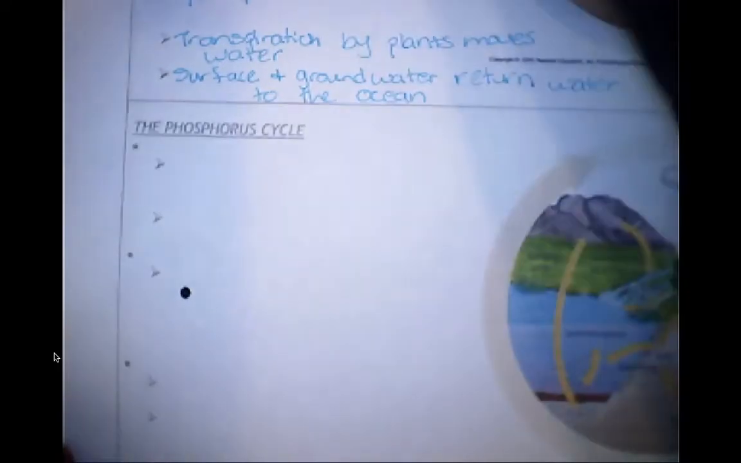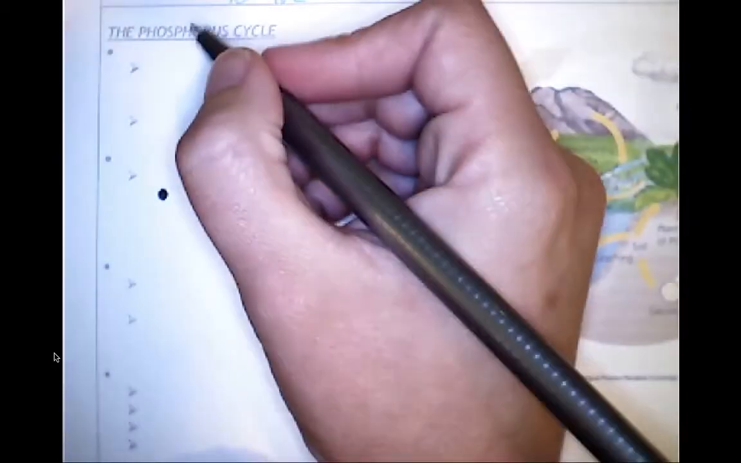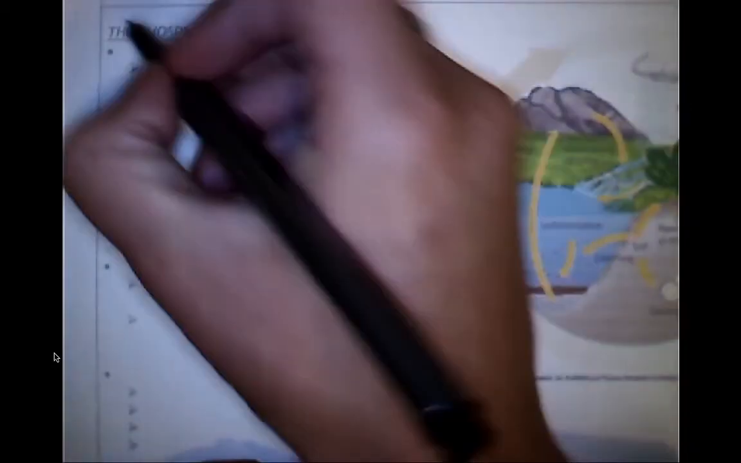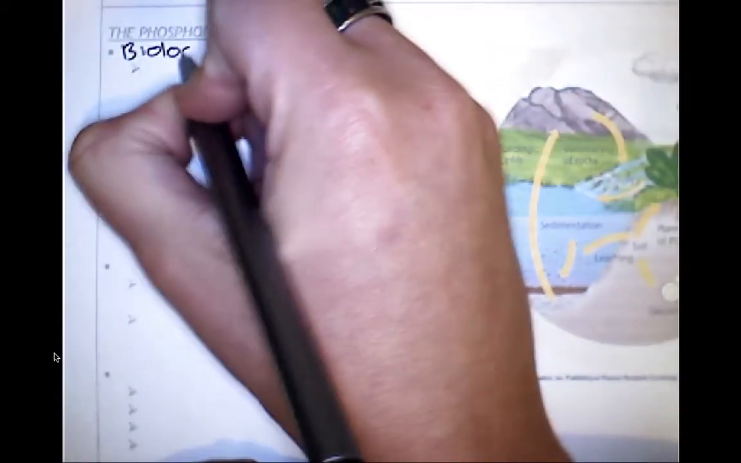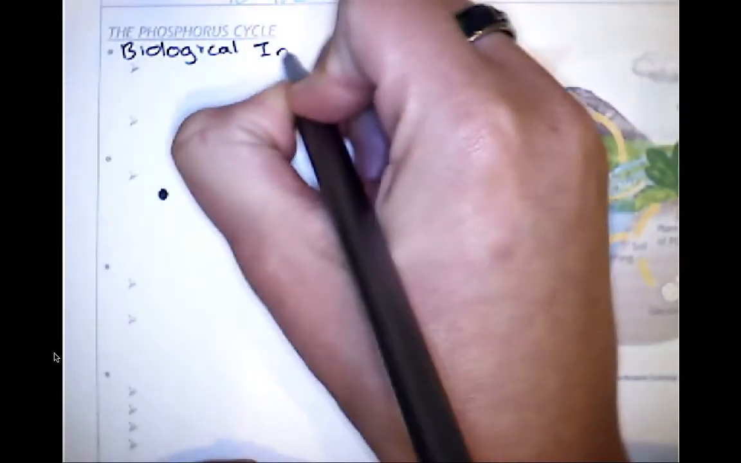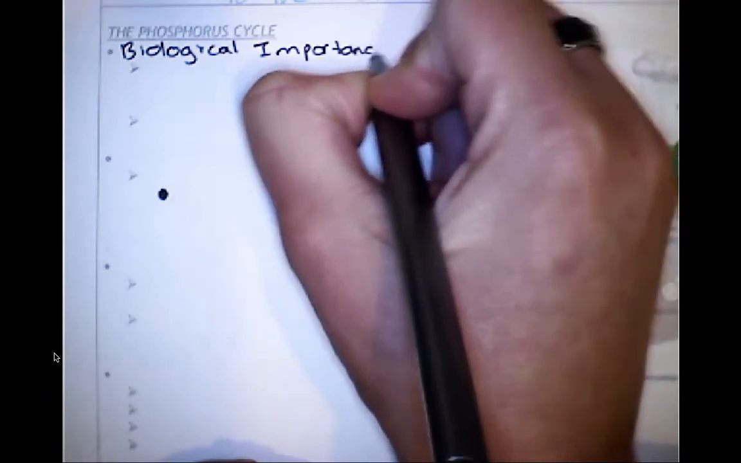Now let's look at the phosphorus cycle, which might be the hardest cycle to understand just because it's the least talked about in other classes. And you have a picture of the whole process over there, okay? So in the phosphorus cycle, let's look at it first. Remember, it's biological importance. Why do we care about this cycle?